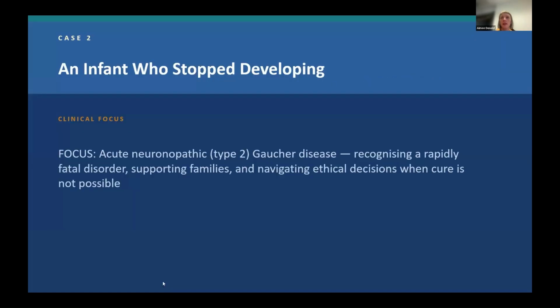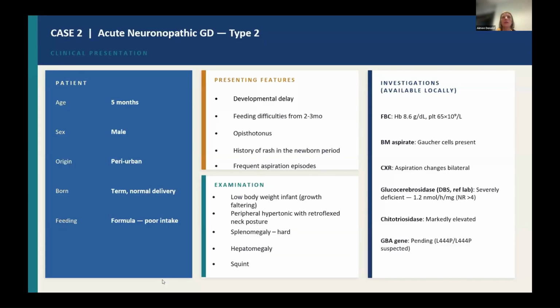Okay, then I think we've got another case of a child, but this time we're going to think a little bit younger, and we're going to think about babies, and when we might think about a GD2 or an acute neuronopathic diagnosis. All right, so this is our next case. So this time you've got a tiny baby, 5-month-old boy from a peri-urban area, born at term, normal delivery, formula feeding and challenges with feeding.